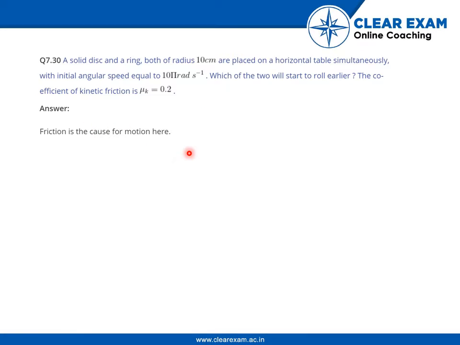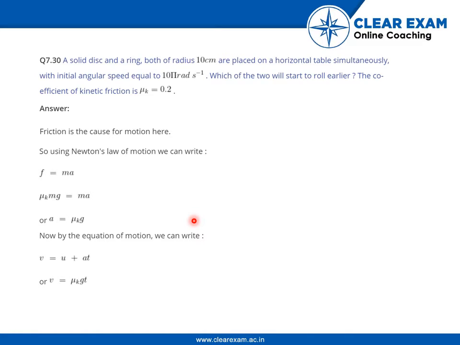Friction is the cause of motion here. So using Newton's law of motion, we can write F equals ma. Now in place of F, we can write mu k, that is this kinetic friction, into mg, which is equal to ma, or we get the value of a to be mu k into g. Now by the equation of motion, we can write v equals u plus at, or v equals mu k g t.